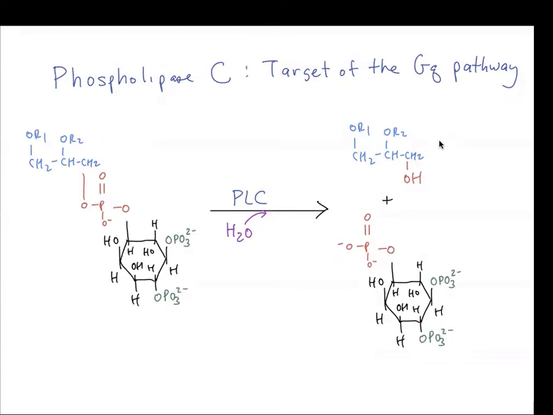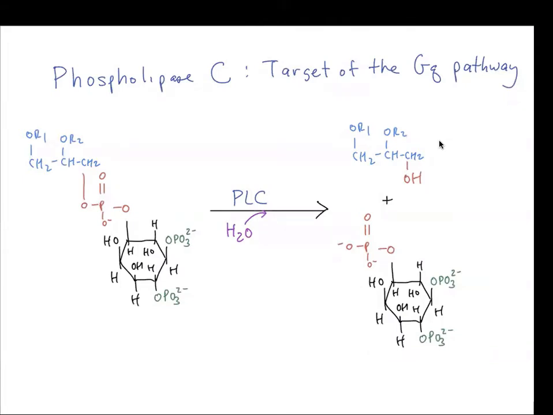So we're going to talk about phospholipase C, which is the enzyme target of the GQ pathway. So what we have shown here is the substrate and the products of this enzyme, phospholipase C, which we'll abbreviate PLC right here.